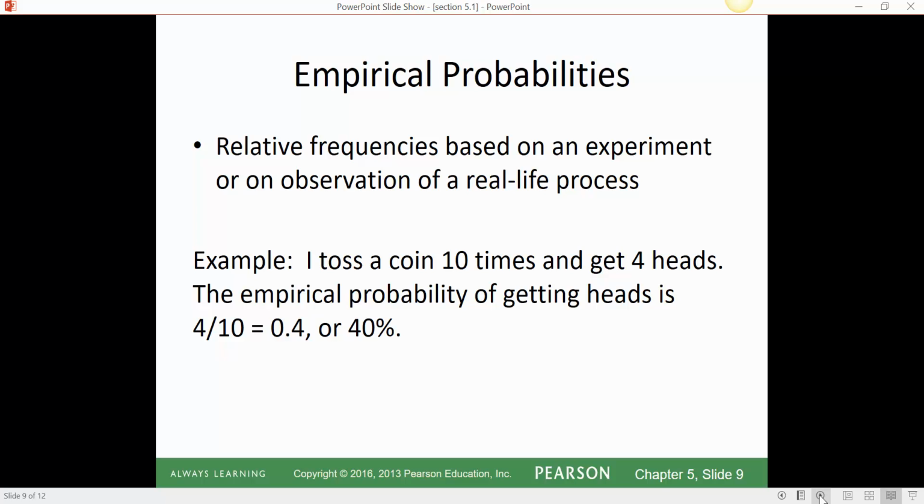Here's just an example. If I toss a coin 10 times and get 4 heads, then I got a 40% probability. That's an empirical probability, experimental. You're carrying out some experiment and then just using that as your results.